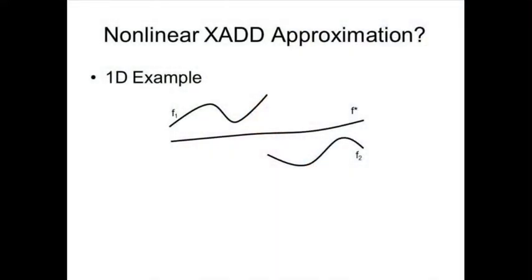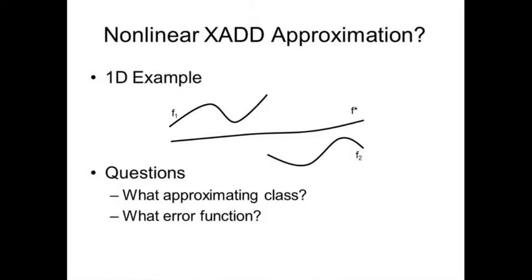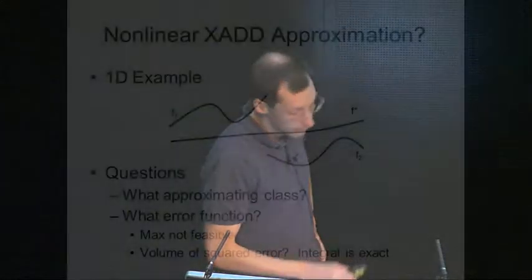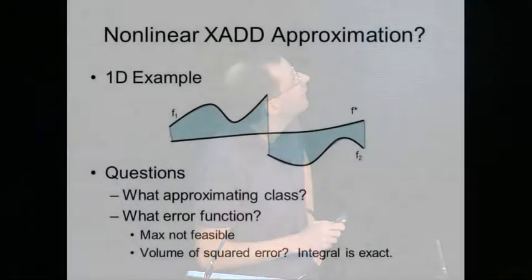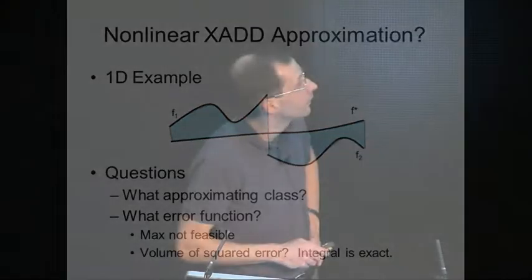We have F1 and F2. We need to find an F star that minimizes the error. What error function do you want to use? What approximating class as well? But for the error function, the max error, say between two polynomials, is a polynomial programming problem. I don't want to solve that problem. That's a bit hard. But I can take the difference of the two functions and square it and then integrate it. Those are all closed form case operations. So I can actually compute the volume of the squared error in closed form. And I can optimize that way.